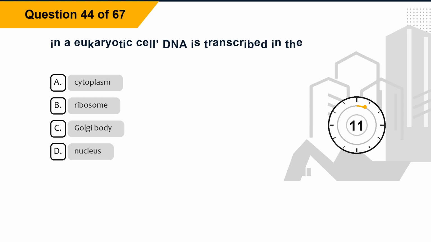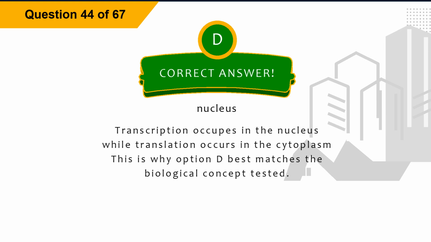Question 44. In a eukaryotic cell, DNA is transcribed in the option A, cytoplasm, option B, ribosome, option C, Golgi body, option D, nucleus. The correct answer is option D, nucleus. Explanation: transcription occurs in the nucleus while translation occurs in the cytoplasm. This is why option D best matches the biological concept tested.